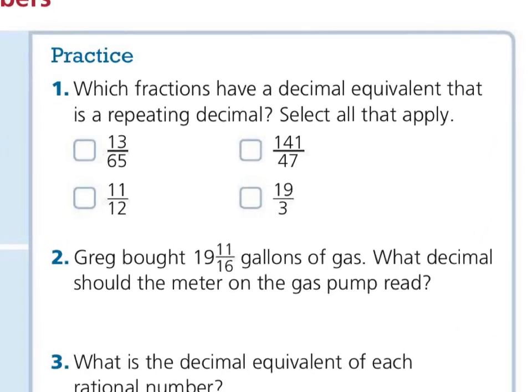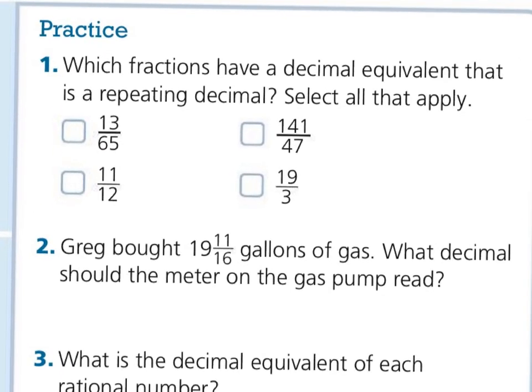One of the things they can have us do on this first part here, they're asking which fractions have a decimal equivalent that's a repeating decimal. Select all that apply. Now we could work these all out by hand. That would take a little bit of time. So rather than doing that, we can use calculators. Remember, the fraction bar means divide.